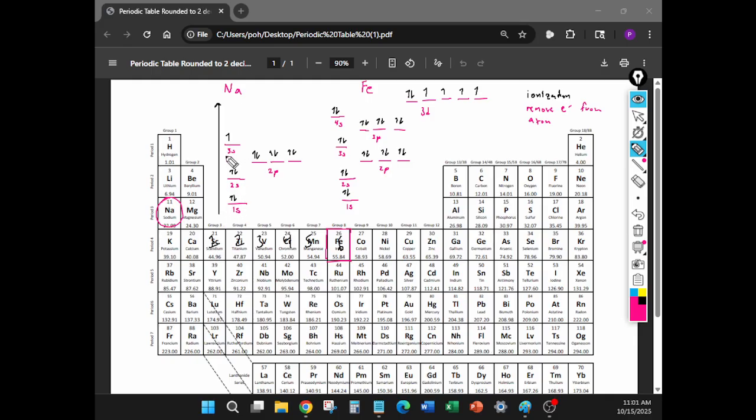It's just, which one's the highest? 3s, right? So if it asks you, where would the electron be ionized from Na? You would say from 3s. Okay? And this is actually the reason why sodium's most common ion is Na+.